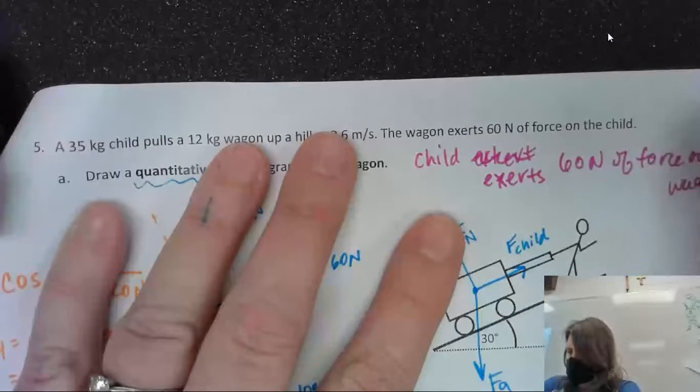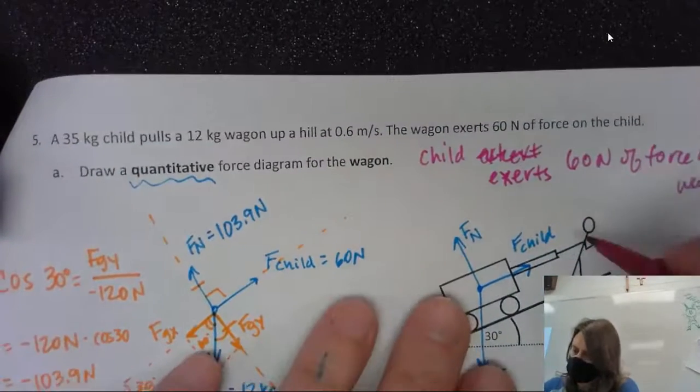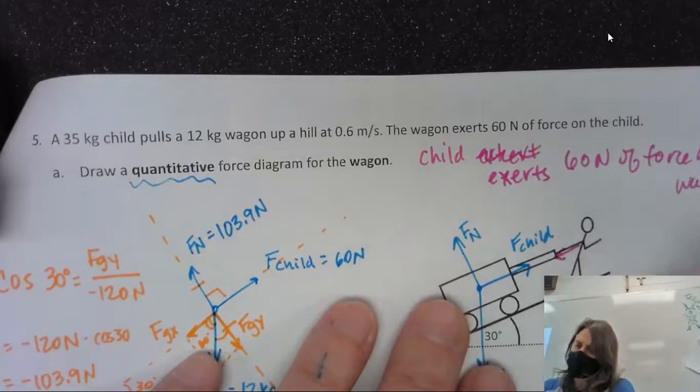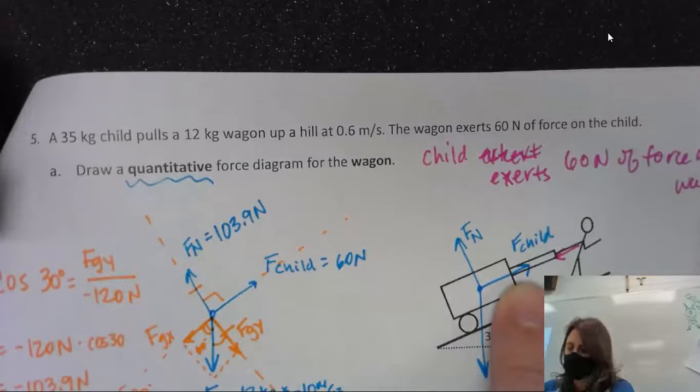And so that's how we use Newton's third law. If we know that there is a force from the wagon on the child of 60 newtons, then the force on the wagon from the child has to also be 60 newtons.